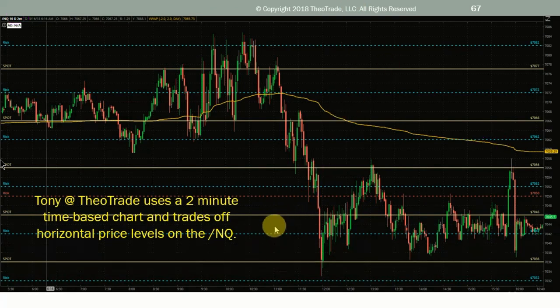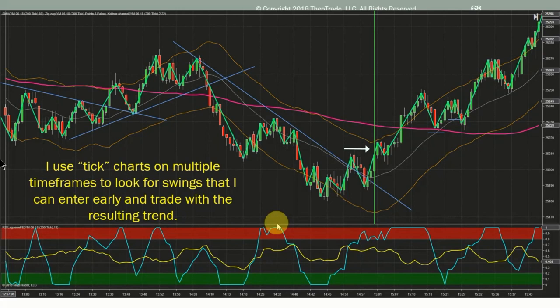It would probably be quite simple for most PCs to be able to deliver something like this, whereas I have to be a little bit more complicated, because I have a different need, a different structure, what I'm looking for. So I use what are called tick charts on multiple time frames to look for swings that I can enter early and trade with the resulting trend.